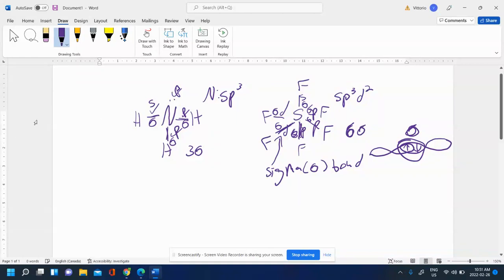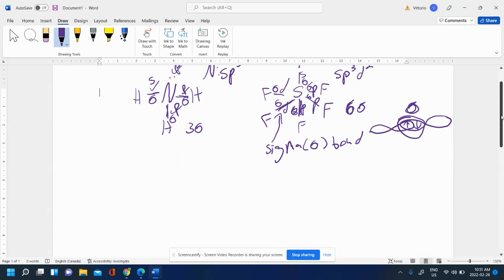Now let's take a look at situations where you have multiple bonds, like double bonds and triple bonds. So here we have carbon dioxide, and I'm going to do the hybridization of carbon. It's the same process we would use for something with single bonds. You just count the electron regions, and the multiple bonds count as one region each. So the carbon here is sp hybridized.